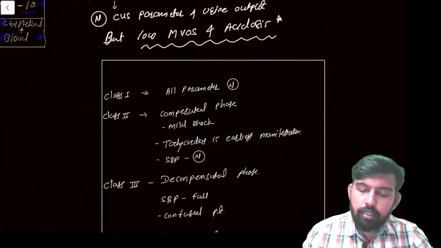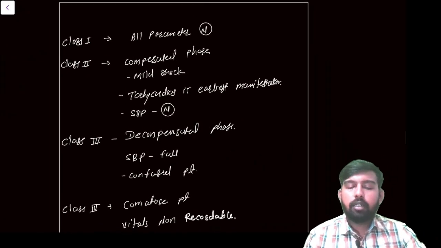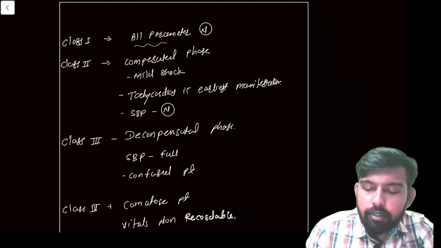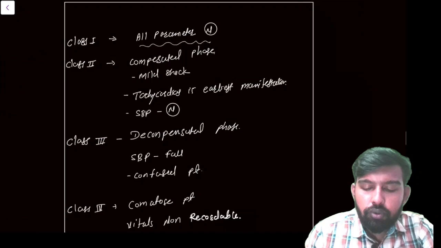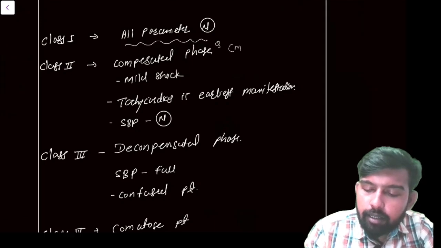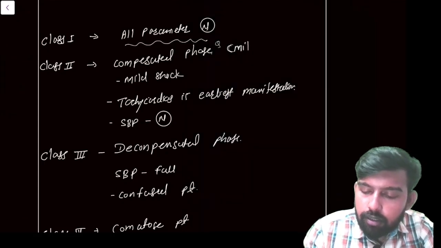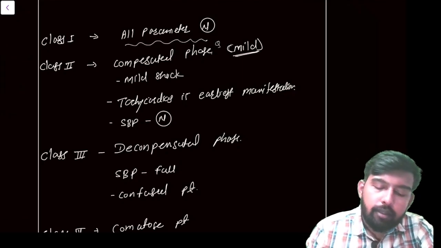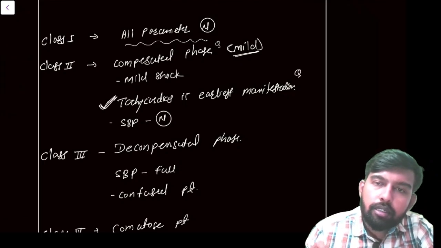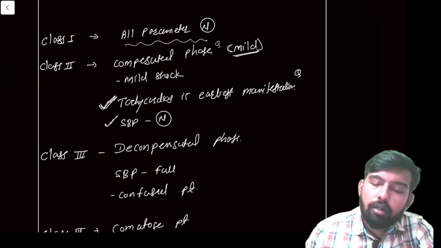Just see the more important features in the respective classes of shock. In class 1 shock, all the parameters are normal. In class 2 shock, this is a compensatory phase or a mild type of shock. Tachycardia is the earliest manifestation of shock, which occurs in class 2 shock. The systolic BP remains normal.